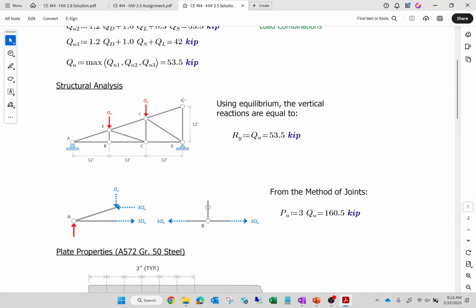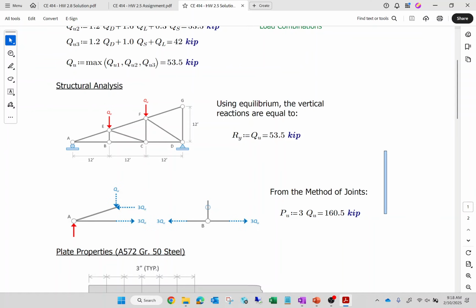Was that the part that was challenging on this one? Just been a while since you've done a method of joints problem. I can appreciate that. So what I can tell you is if there are any structural analysis requirements on this exam, they will be light. No ridiculous trusses. So I'll just leave it at that.